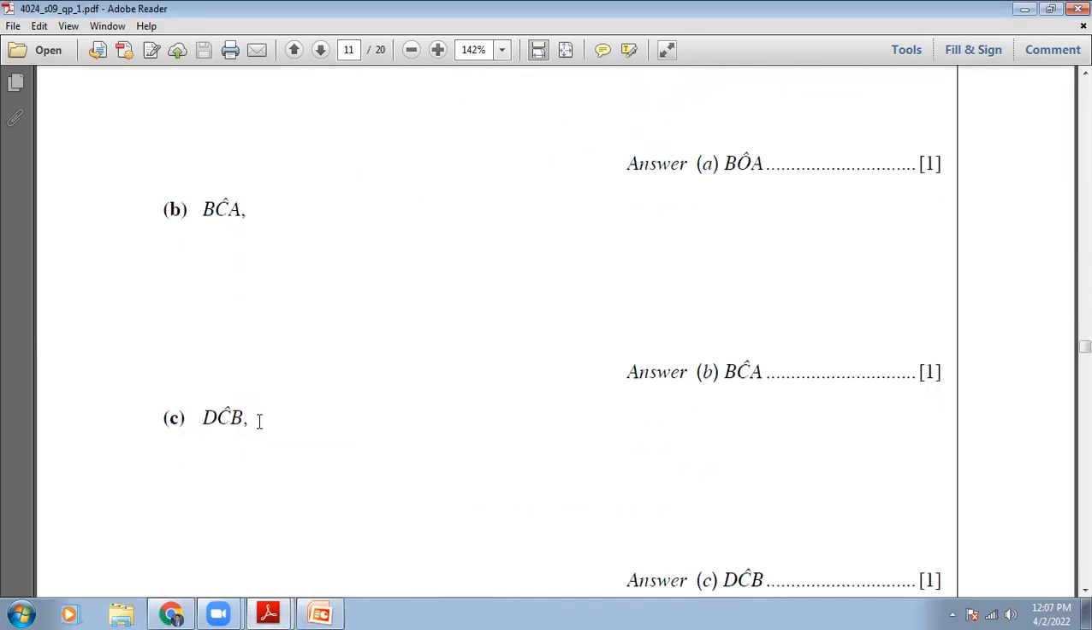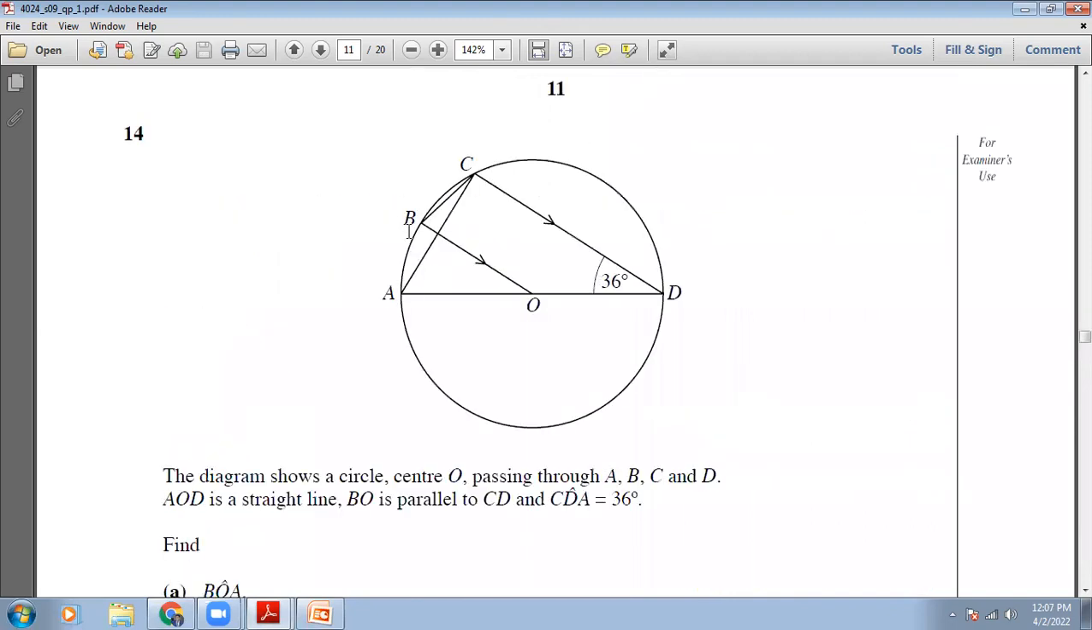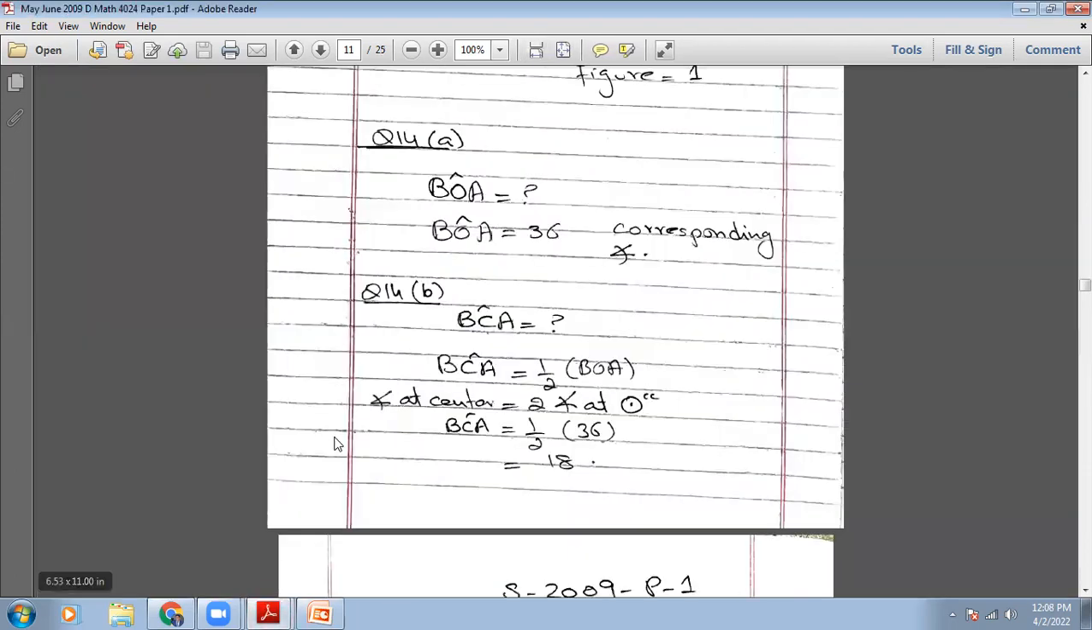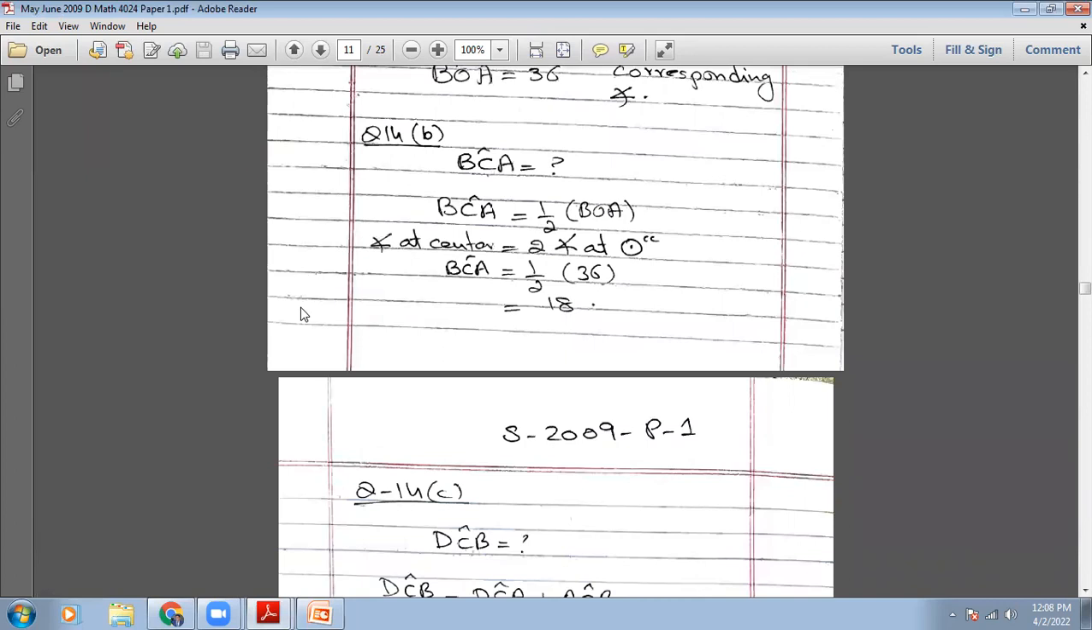Then the question is BCA. Can you see that from BA, you went to the circumference, and from BA, you came to the center? Whatever angle is at the center, the angle at the circumference will be half of it. Angle at the center is equal to 2 times the angle at the circumference. So BCA will be equal to 1 by 2 multiplied by 36, and that will be 18.